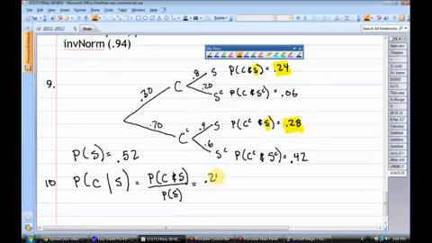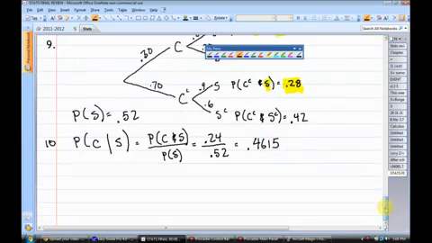What's the probability of calculus and science? 0.24. What's the probability of taking a science course? 0.52. We just did that. And that gives us 46%. Nope, you're wrong. It's 0.4615. So remember, our customary way of doing probabilities is the fourth decimal place. If you plan on using anything else before decimals, please use the word approximately or about.